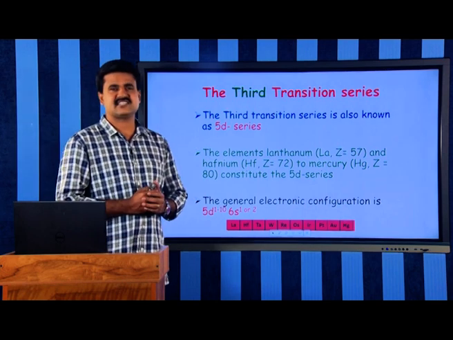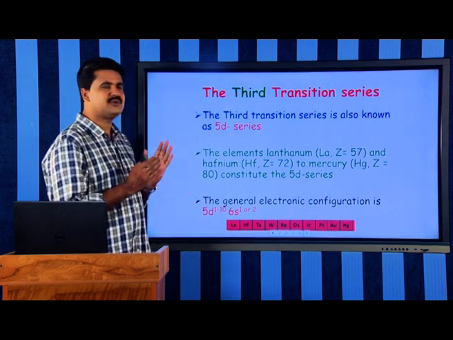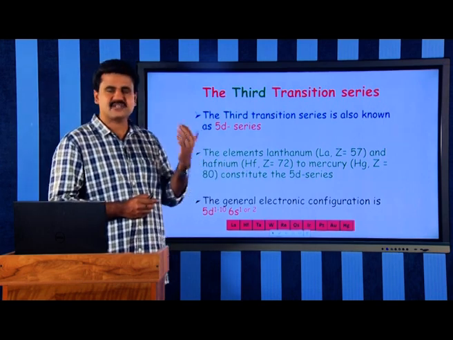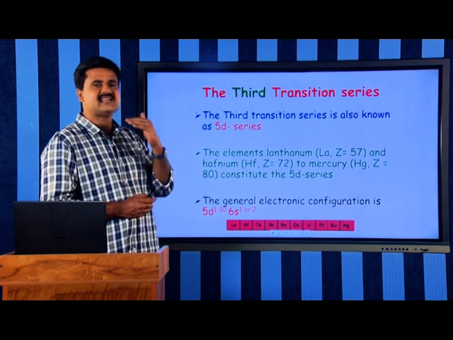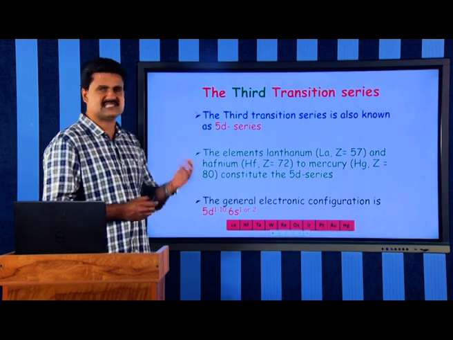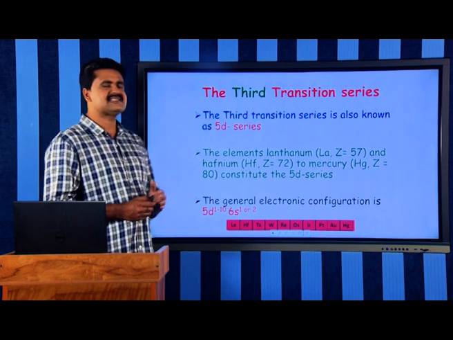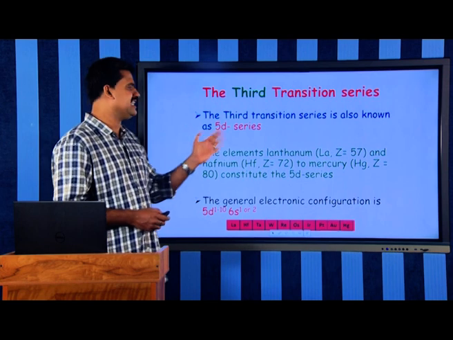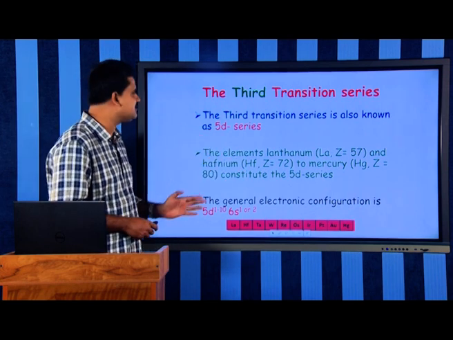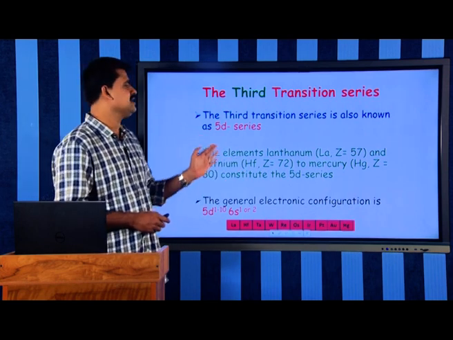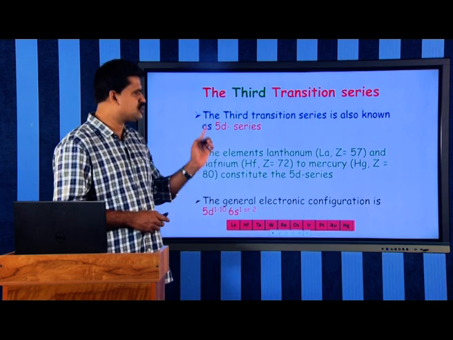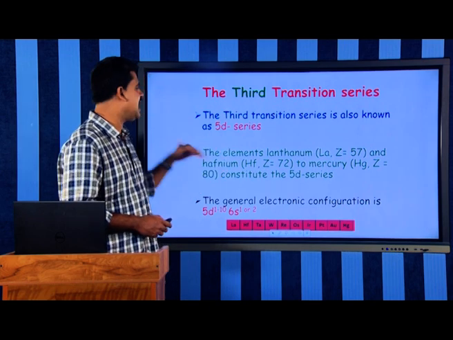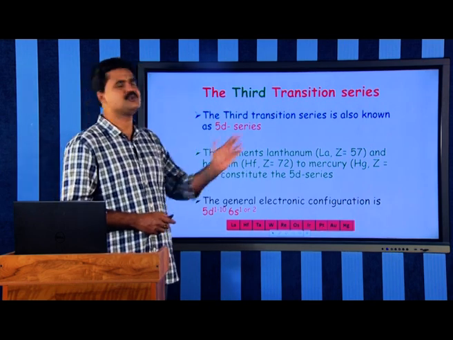The third transition series, as you are aware, is also known as the 5d series. The name is because during the electronic arrangement, the electrons are gradually added to the 5d subshell. The elements belonging to the 5d series are lanthanum with atomic number 57 and hafnium, Z equal to 72, to mercury. That is, it includes lanthanum and the elements from hafnium to mercury.